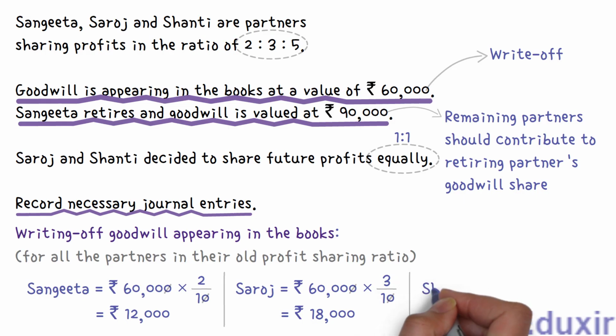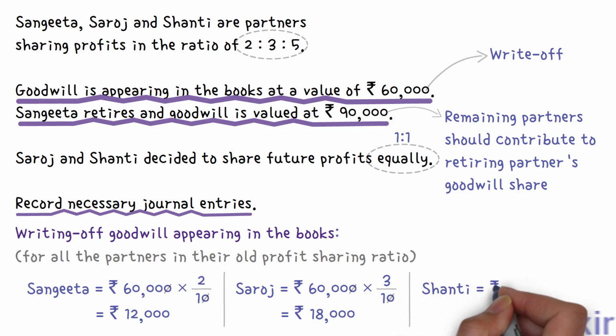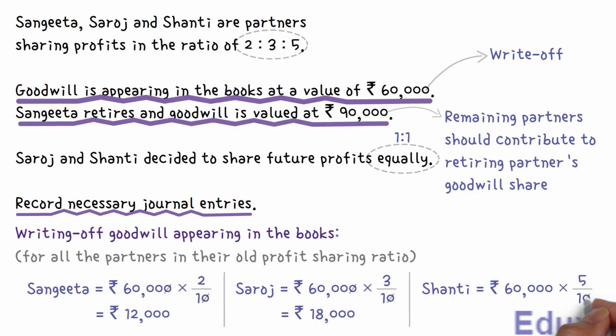Now, for partner Shanti, this is equal to the total goodwill appearing in the books, which is 60,000 rupees multiplied with her profit sharing proportion 5/10. Let's cancel the 0 in 10 for a 0 in 60,000 rupees. Now, if we multiply the remaining 6,000 rupees and 5, we get 30,000 rupees. This is the amount of goodwill that needs to be written off from partner Shanti's capital account.